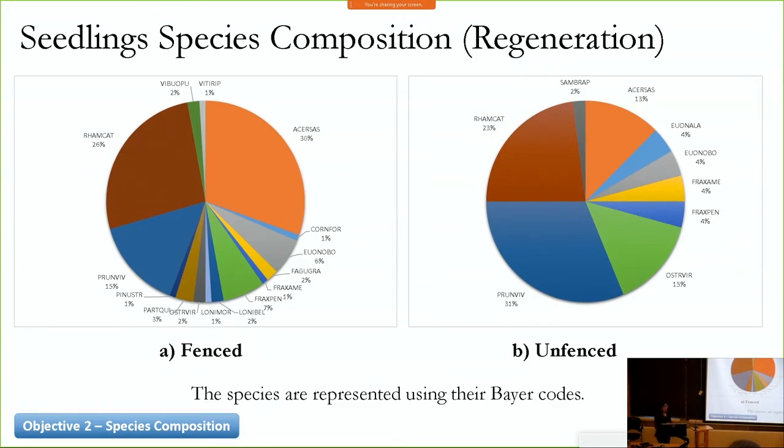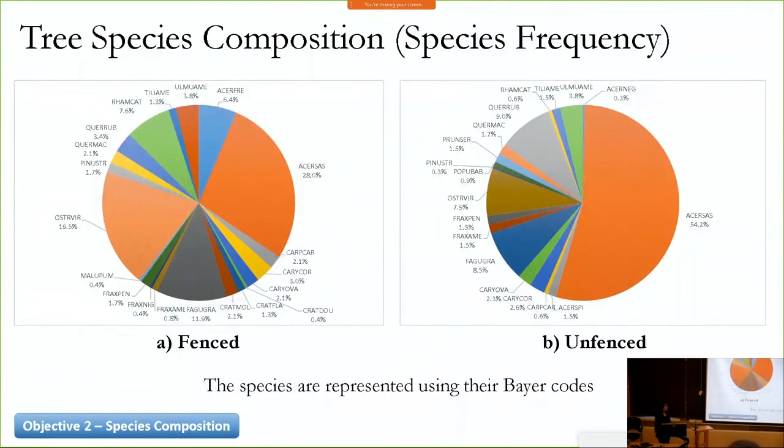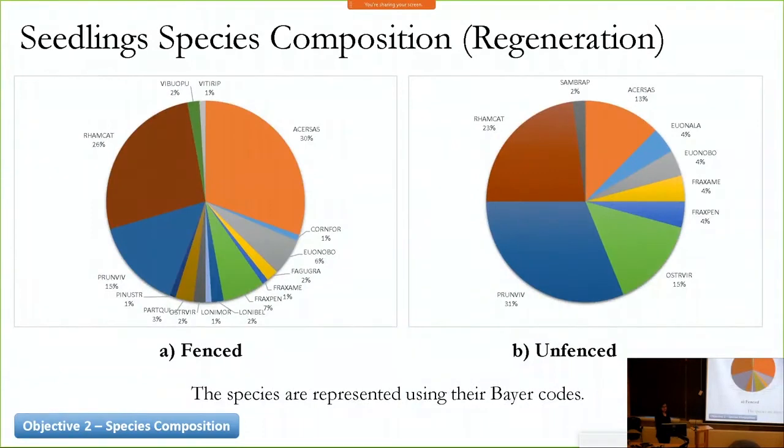sugar maple. However, when you're looking at the unfenced plots, what's happening is only 13% of it is actually sugar maple. So even though the majority of the trees in the unfenced are sugar maple, it's not being reflected in the regeneration layer. So instead, the chokecherry and European buckthorn are overtaking the sugar maple seedling regeneration. So this is something that I find concerning and something to be aware of as you move forward with your monitoring.